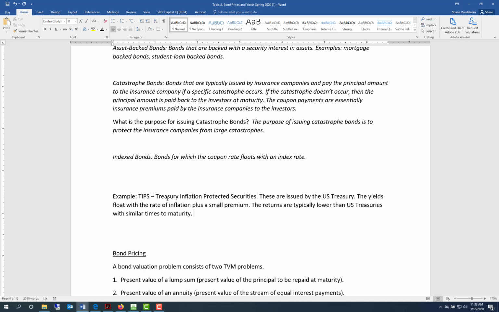So let's say our average inflation rate is about 2% a year, but the rate of inflation goes up to 10% in one year. Well, if you owned a TIPS bond, you would be protected against that because your return would also grow to 10% plus. It's usually around 1.5% that is the premium on that. And so this protects investors from inflation risk. They are index bonds because they are indexed to the CPI.